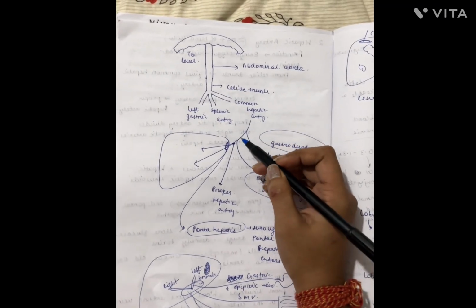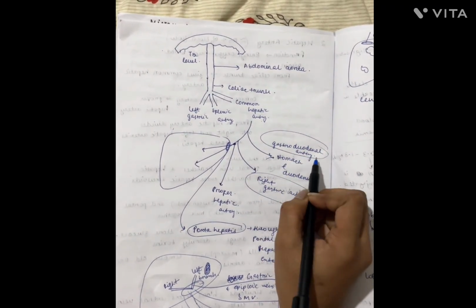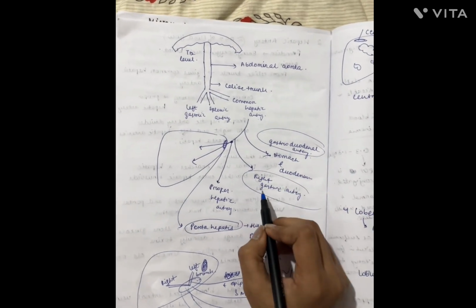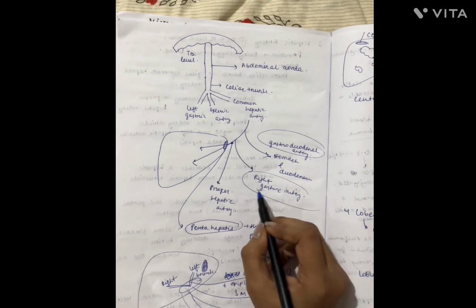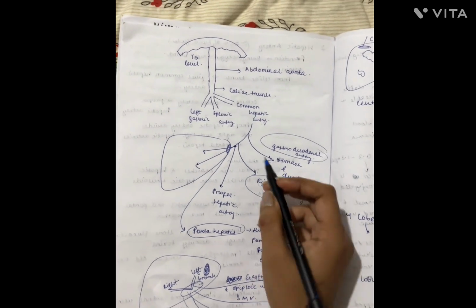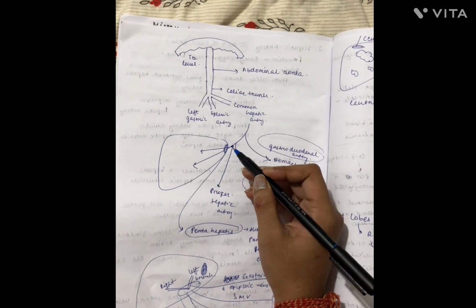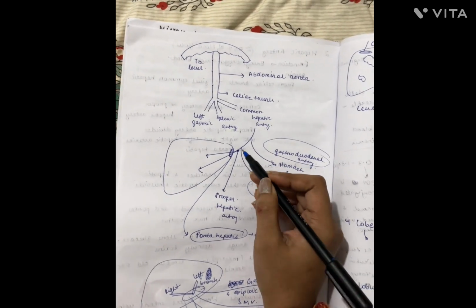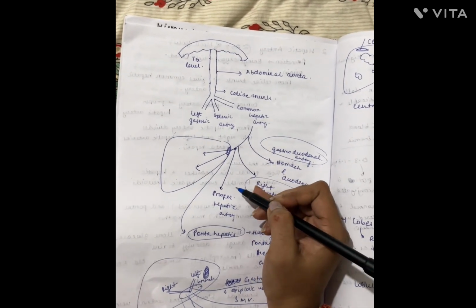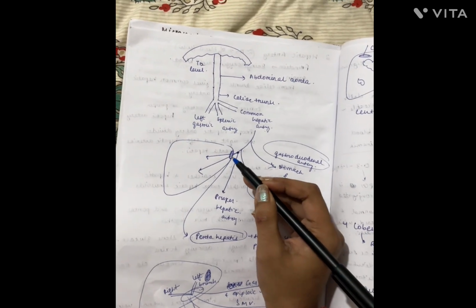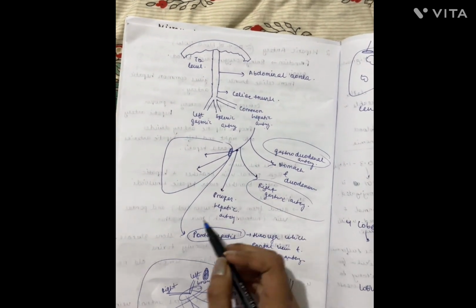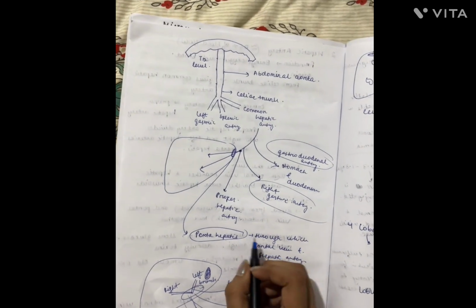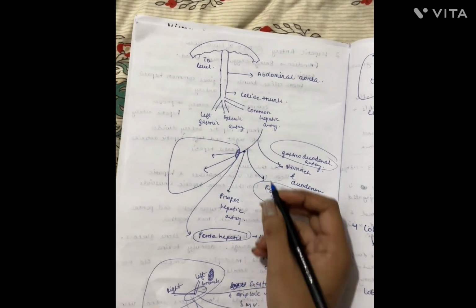The common hepatic artery gives off the gastroduodenal artery, which supplies the stomach and duodenum, and the right gastric artery, which again supplies the stomach. Then it gives the proper hepatic artery, which does not divide into any other branches and goes directly to the liver through the porta hepatis, that is the opening through which the artery moves to the liver. This is the porta hepatis.